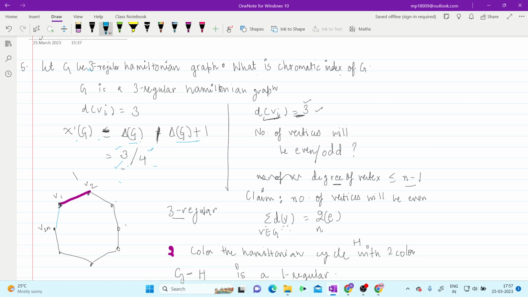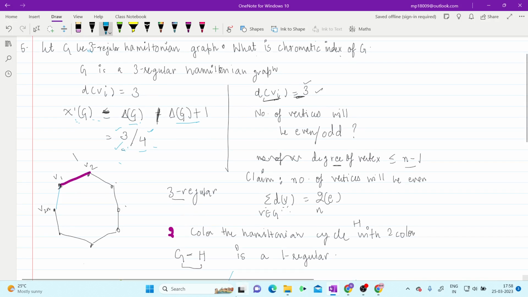So it is either 3 or 4, but since we are able to color it with 3 colors, it will be 3, because we are looking for the least number of colors required to color the edges of this graph. So from this we know it should be greater than or equal to 3, but we are able to color this with 3 colors, therefore 3 is the least number. Is it clear now? Yes, ma'am.